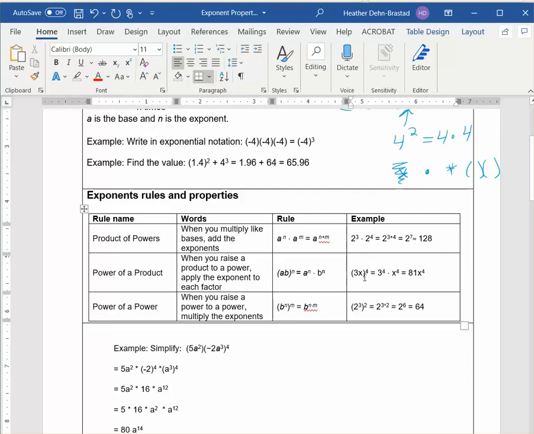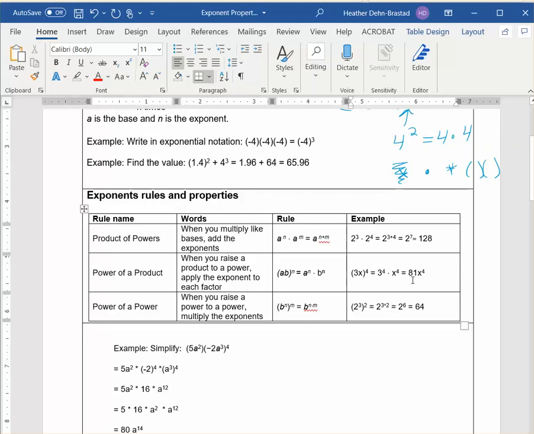And here's an example with variables and numbers. If you have 3x raised to the 4th power, that's the same as 3 to the 4th times x to the 4th. And because we can simplify 3 to the 4th as a number part, then you could write that as 81x to the 4th. That 81 came from 3 times 3 times 3 times 3.